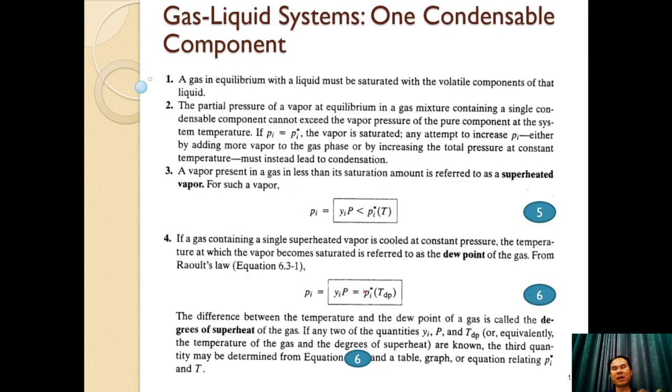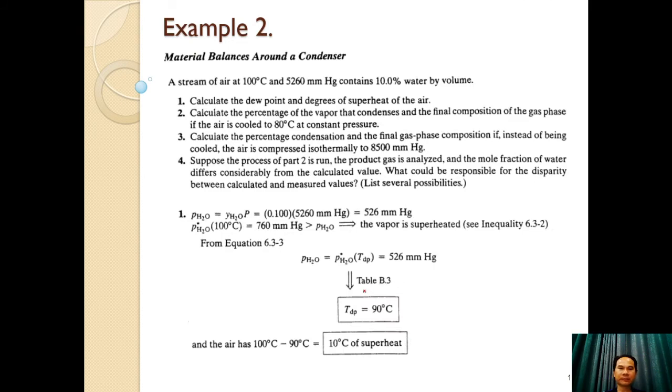Okay, I will show you how to use this relation to calculate the degree of superheat and the dew point. For this case, a stream of air at 100 degrees Celsius and 5,260 mm mercury contains 10% water by volume. First, calculate the dew point and degree of superheat of the air. Second, calculate the percentage of vapor that condenses and the final composition of the gas phase.